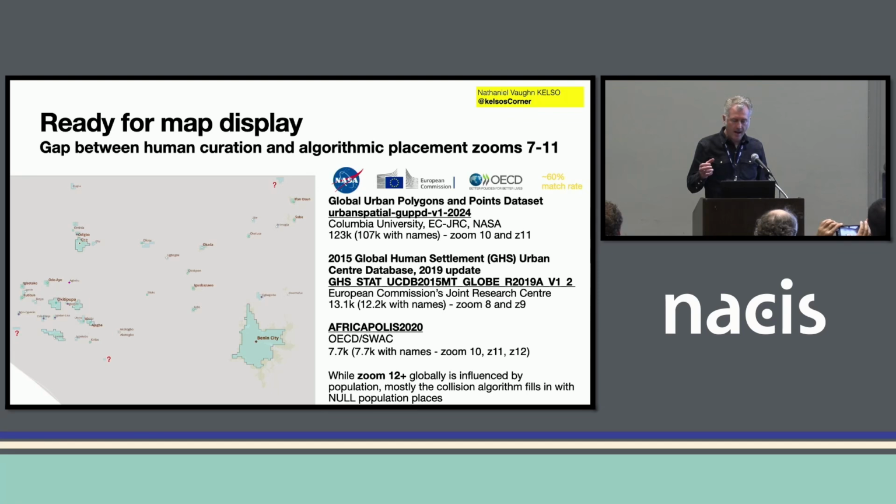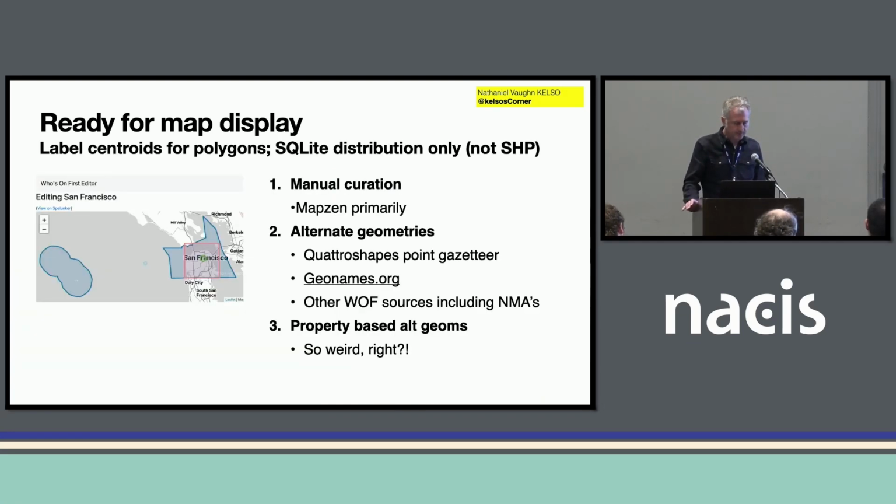We developed some algorithms to do that kind of name matching between different data sets with a fuzzy distance matching as well, and with about a 60% match rate between these things. Who's on First actually has lots of different geometries, even for San Francisco.